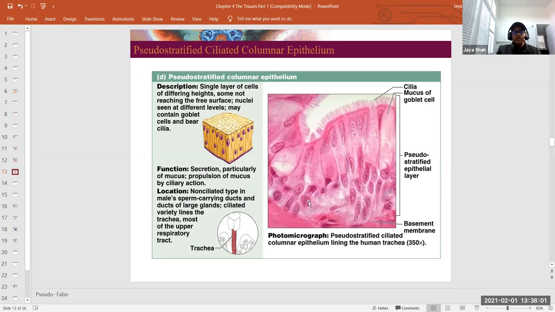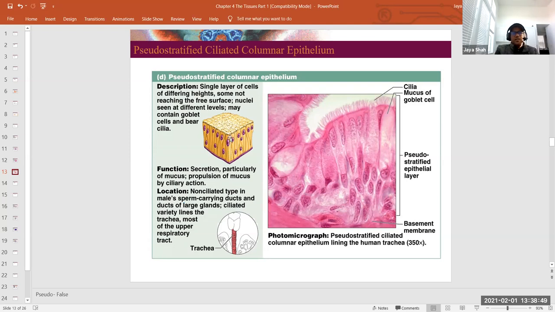Here you go. This is pseudo-stratified columnar epithelium. Pseudo means false stratified. You can see there is only one layer of cells. They are column-like cells, but the heights of the cells are different. Some cells are long, complete from apical to the base, some cells are very small in length, but they are all columns. Due to the different heights, their nuclei are at different levels. You see, two nuclei are here, another is here, another is here.